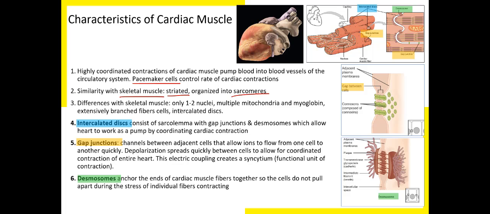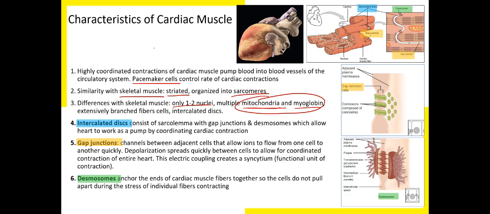Differences with skeletal muscle: cardiac muscle contains only 1 to 2 nuclei, where skeletal muscles are multinucleated. It's got a lot of mitochondria, and remember, mitochondria produce ATP, right? It's got a lot of proteins called myoglobin, and this mitochondria and myoglobin helps to keep the heart with enough energy in order for it to just keep on going, right? Even when we're sleeping, even when we're dreaming, even when we're eating, especially when we're running.